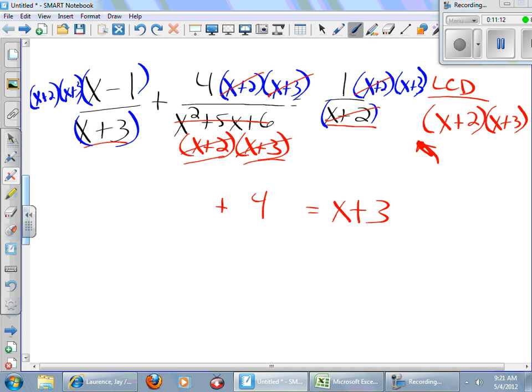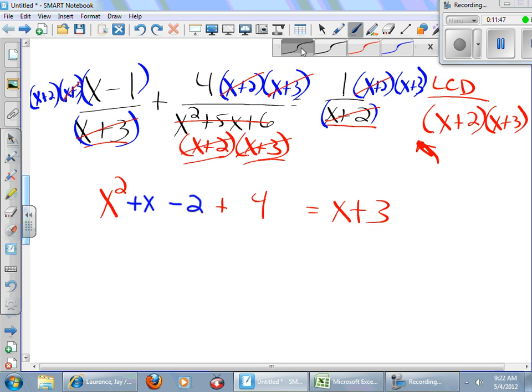All right. On the left-hand side, the x plus 3's cancel, and I'm left with an x plus 2 times an x minus 1, both in quantities. So I'll have to FOIL. I'm going to get an x squared, but then I'm going to get a plus x, and then a minus 2, I believe. All right. That to me looks a lot less complicated than what we came up with before.